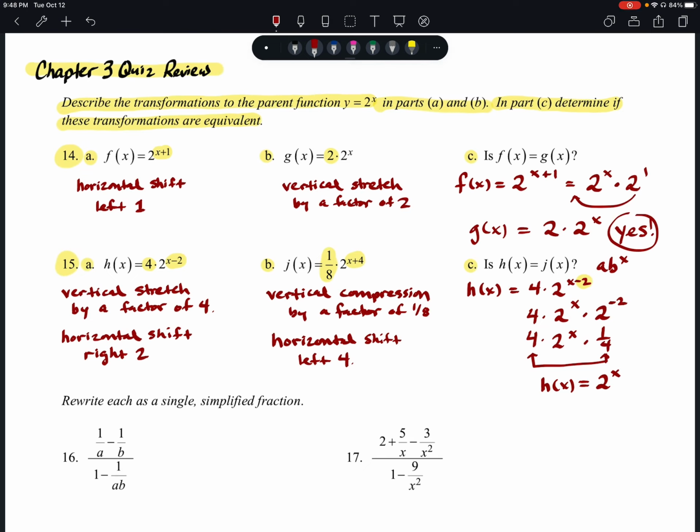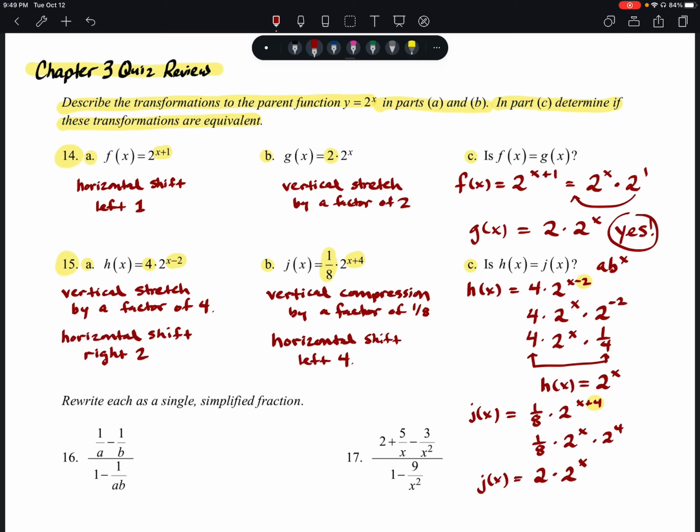Okay, now let's see what j of x simplifies to. We've got 1/8 times 2 raised to the power of x plus 4. So again, let's do the part that's being added up here in the exponent. It's 1/8 times 2 to the power of x times 2 to the 4th. Well, 2 to the 4th is really 16. 16 times 1/8 is going to be 16/8, or 2. So we have 2 times 2 to the power of x is what our j of x equals.